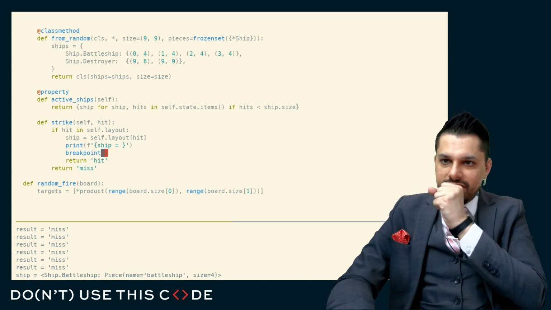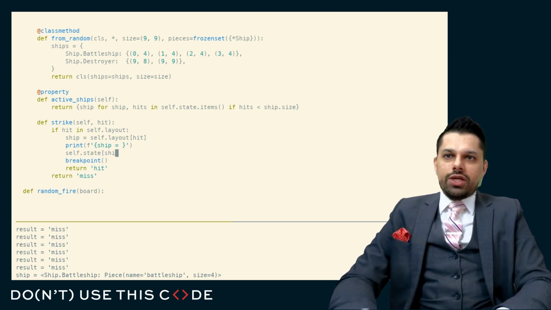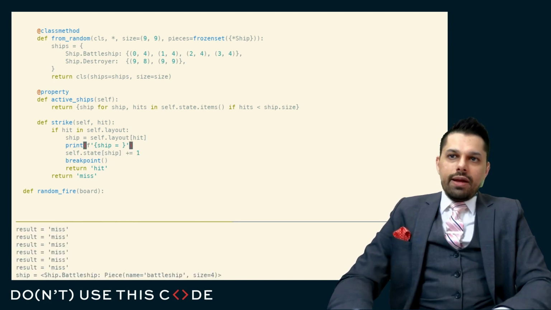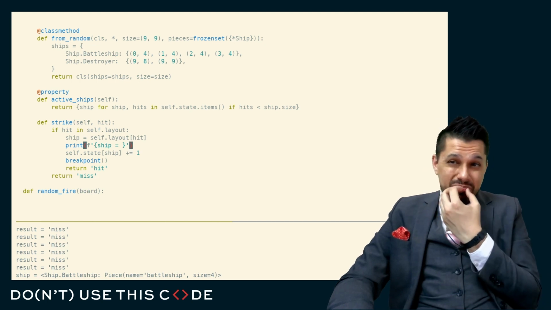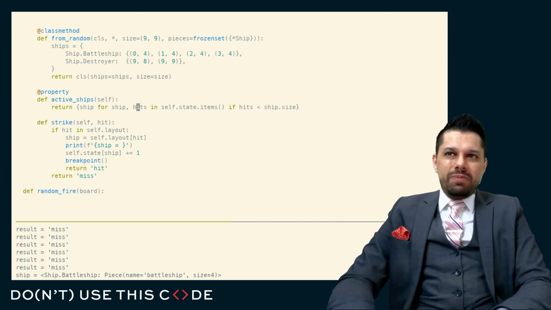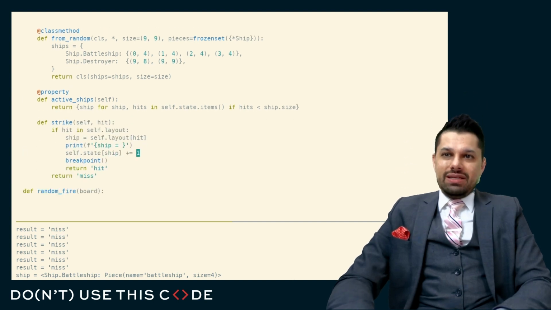You can see that's the first time it hit something. That was the ship. And then that means that I can do self.state for that ship plus equals 1. So that indicates that that thing is there. Obviously, I should probably take into account whether this thing has been hit before, but that's a small detail I haven't really taken into account. Really, this should probably be a set of all of the locations that have been hit. That way, I don't even have to worry about that.